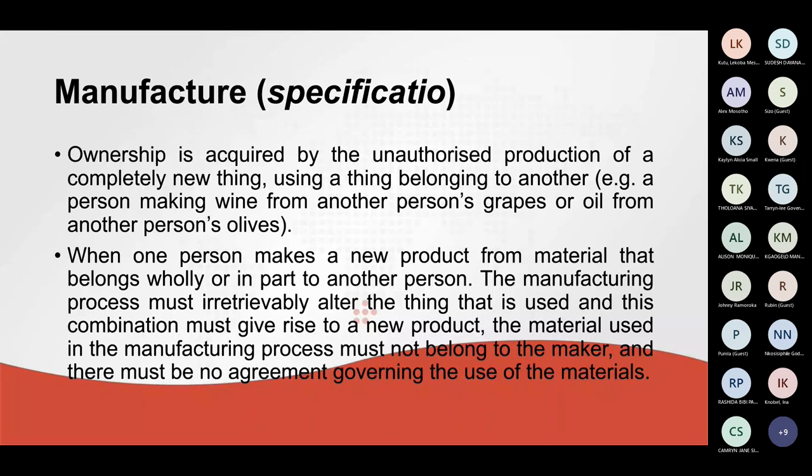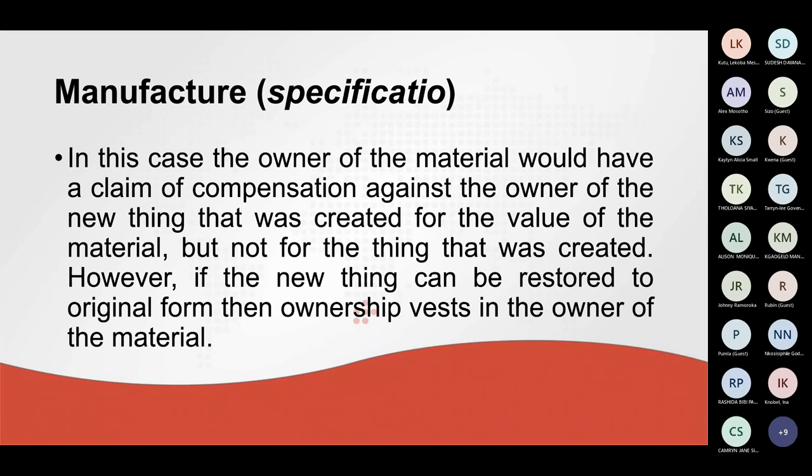The manufacturing process must irretrievably alter the thing that is used, and this combination must give rise to a new product. The material used in the manufacturing process must not belong to the maker, and there must be no agreement governing the use of the materials. In this case, the owner of the material, the owner of the grapes or the owner of the olives, will be able to claim compensation against the owner who made the wine or the olive oil for the value of the material. But the owner of the material cannot claim for the value of the thing that was created. However, if the new thing can be restored to its original form, then ownership vests in the owner of the material. Please see your study guide for examples.